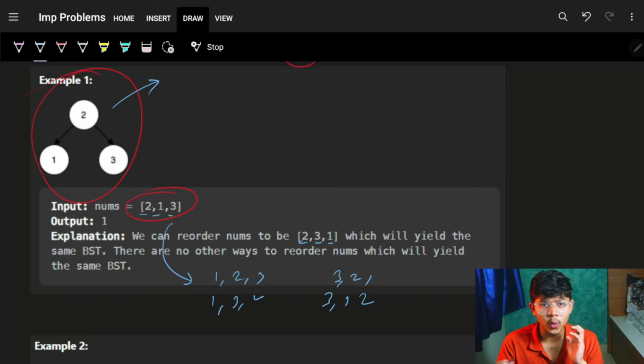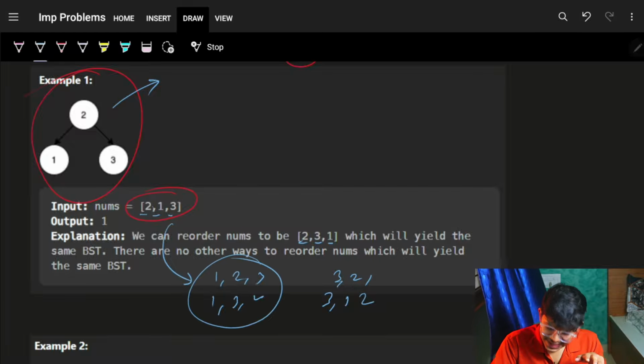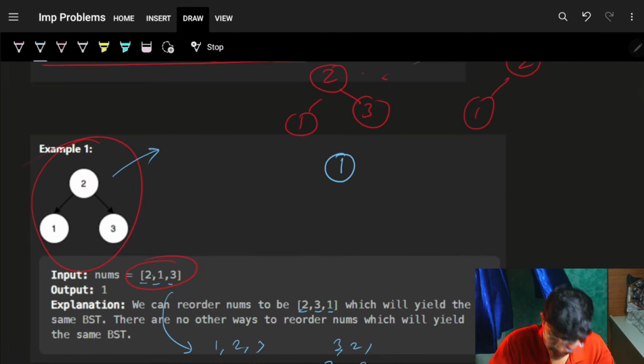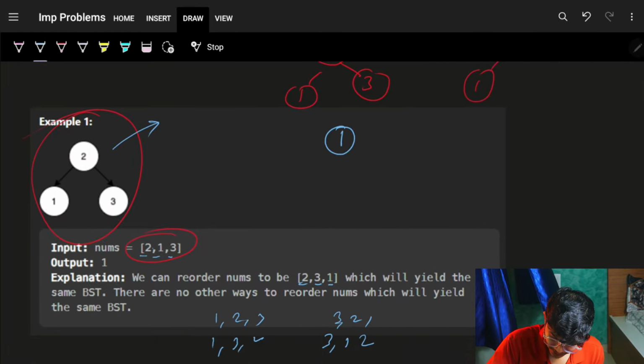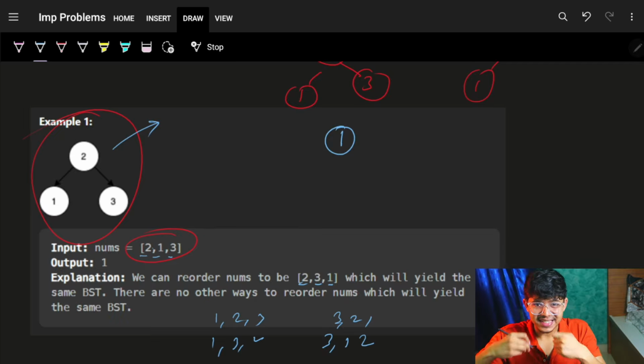And these are 2 1 3 and 2 3 1. Now, why are the others not the answers? Let's see. If I had placed 1 in the beginning, then next time I'm going to place either a 2 or a 3.